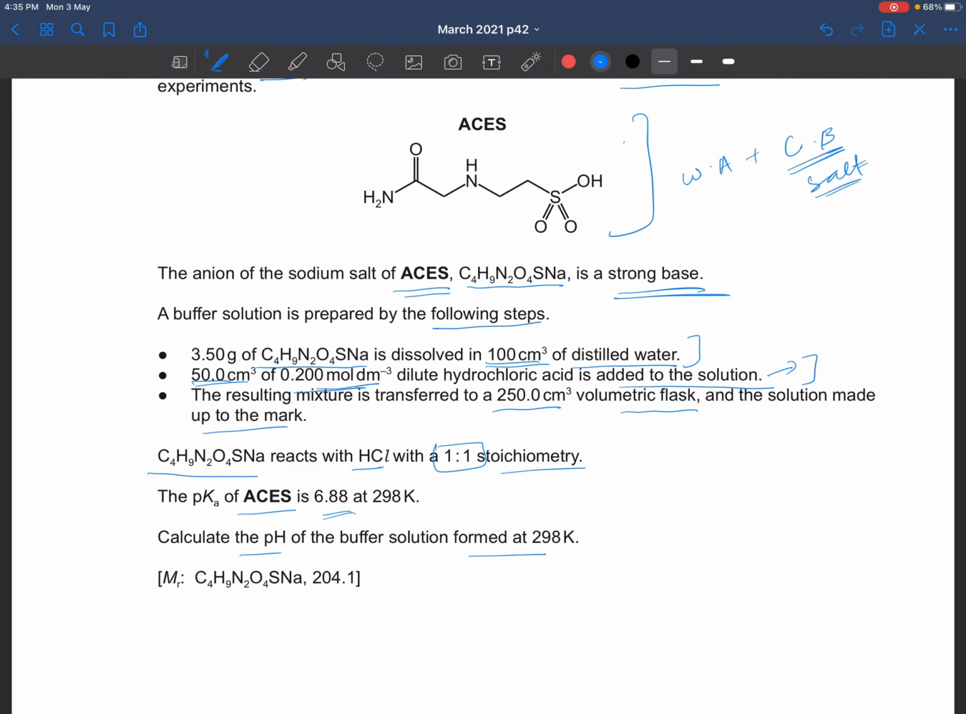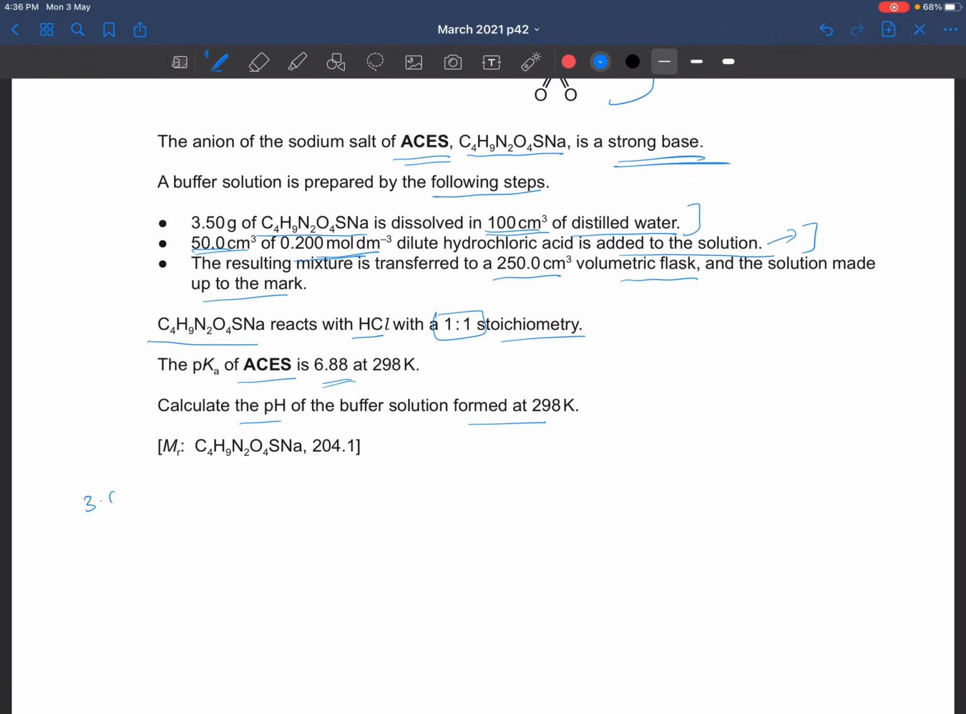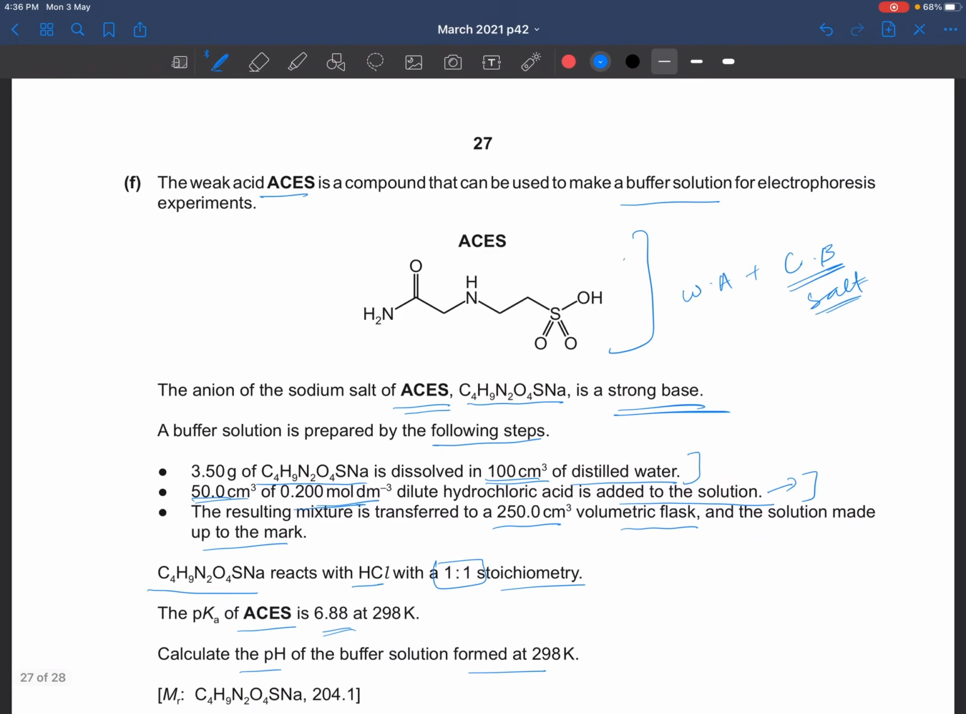We have 3.50 grams. So 3.50 grams divided by 204. So we get 0.017 moles of salt, and the moles of hydrochloric acid is 50 multiplied by 0.2 divided by 1000, that is 0.01 moles of HCl.